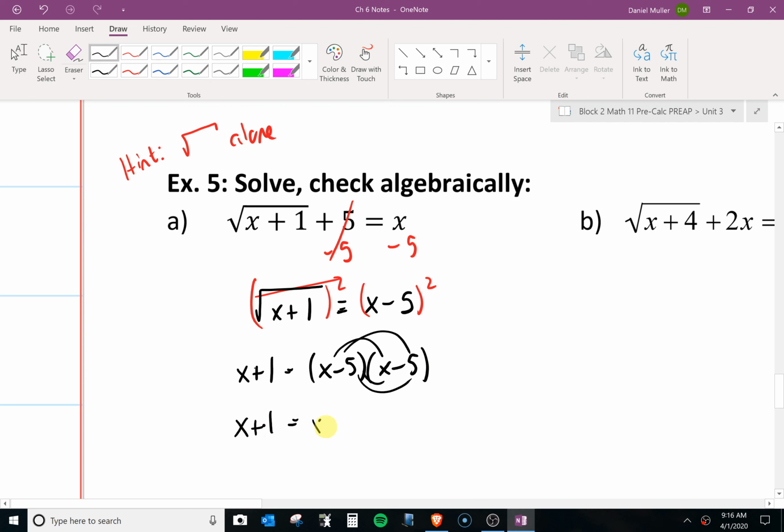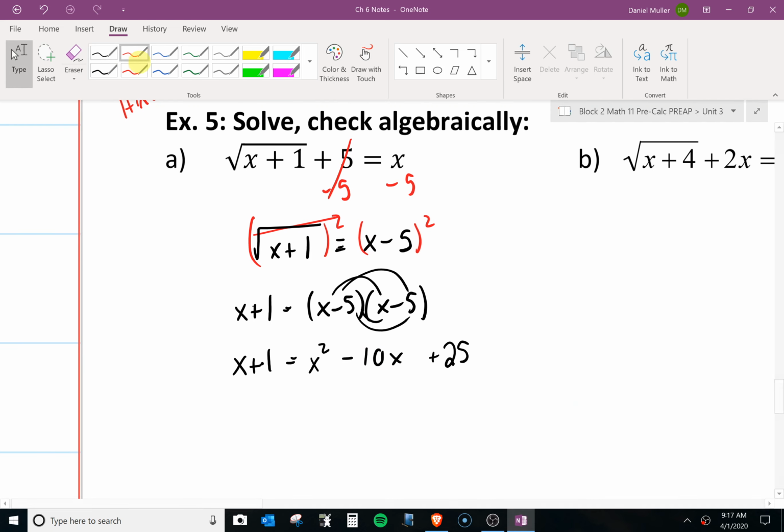So x times x is x squared. X times negative 5 is negative 5x. Negative 5 times x is also a negative 5x. And negative 5 times negative 5 is a positive 25. And I see that these are alike, negative 5x and negative 5x. So I can put those together. Negative 5 and negative 5 will add to get me negative 10x.